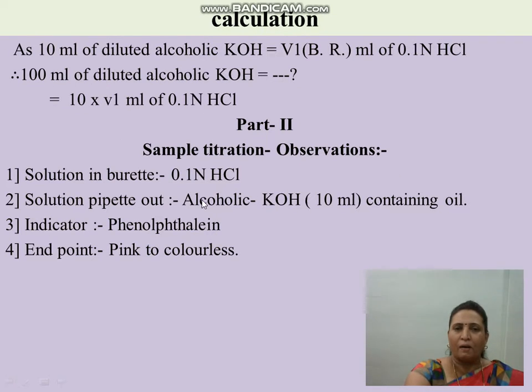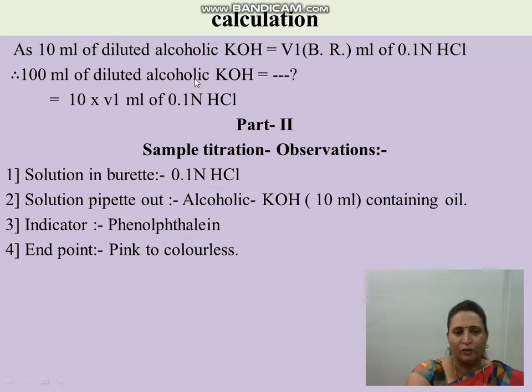Now the calculation of part first: as 10 ml of diluted alcoholic KOH corresponds to V1, that is the reading from the blank titration, ml of HCl. Then 100 ml, why 100 ml? Because we prepared 100 ml.